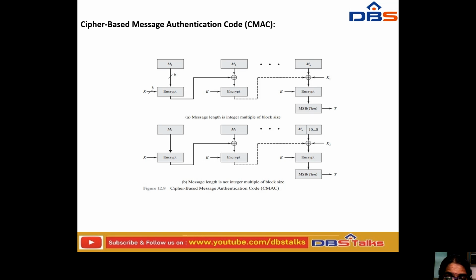If the message length is not an integer multiple of the block size, then you perform the encryption the same way, and finally it will be padded with zeros to form a 64-bit block.